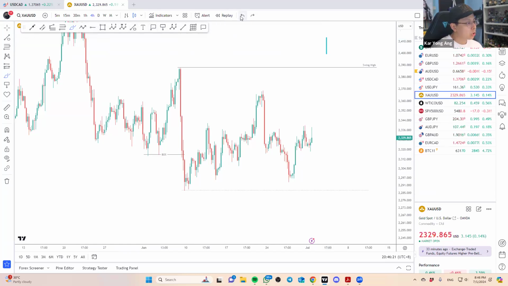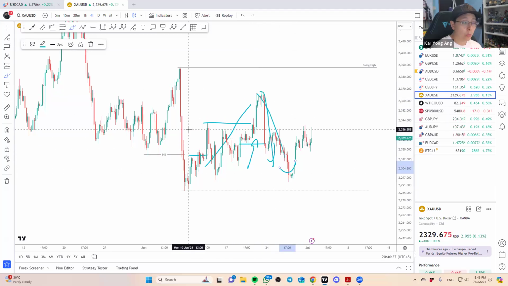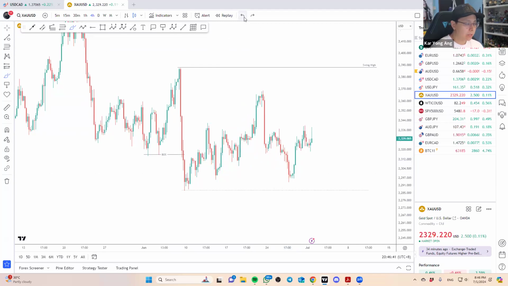So right now, what do we have? We have an internal shift over here, and then of course we have a breakout structure. That's a pullback phase, and after that the market came down. We have a breakout structure here, which is the change of character, telling us that maybe the pullback is completed and we'll likely continue looking at the downside.